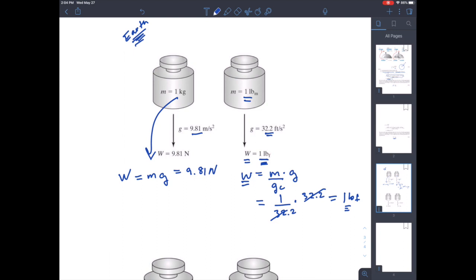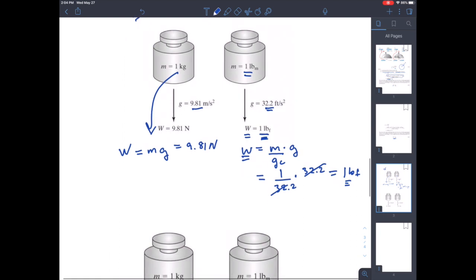Well, if I'm you and I'm watching that, I think, well, that was kind of silly. I just multiplied and divided by the same number. What's the point, Dr. Thompson? That's probably what you're thinking to yourself. Okay, so let's see what the point would be by moving the mass to the moon.